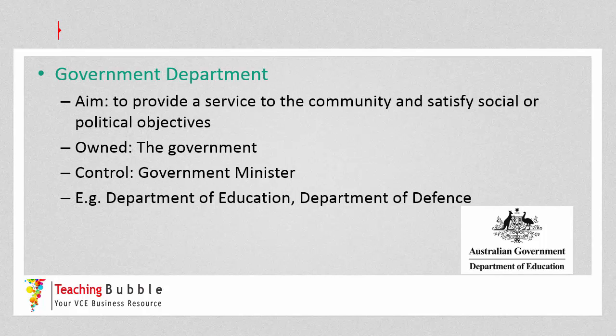So that's how a government department, by providing a service to the community, is satisfying a social objective because it's important for education, and there's many different departments around. But it's also satisfying their political objective, so a goal that they've set out to achieve. So they're owned by the government and controlled by the government, and a government minister is in charge of a particular department. Some examples are the Department of Education, the Department of Defence, the Department of Human Services. There's lots and lots of different departments at state level and at federal level of government.